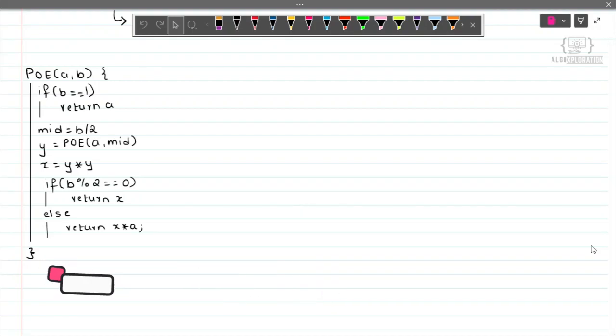My name is Sami and today we will analyze the time complexity of power of an element. Firstly we will see what is divide, conquer and combine, and then we will construct the recurrence relation from this pseudocode, and after that we will analyze the time complexity.